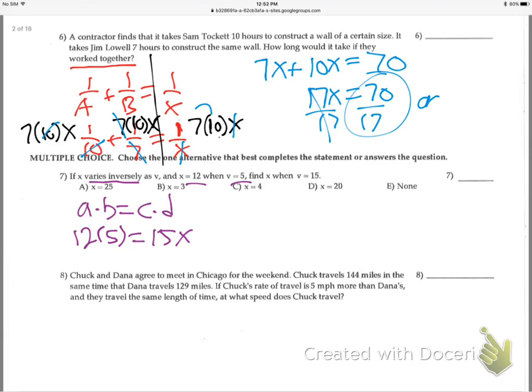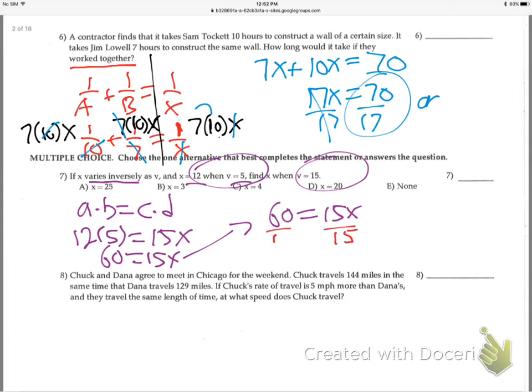Everybody see how I came up with that? For varies inversely, you put them side by side, don't you? You just take the first two numbers, 12 and 5, and then 15 and X. So what is that? 60 equals 15X. Bring it over here. 60 is 15X. How do you solve for X? Divide by 15. X is 4. Boom. X is 4. Those are your favorites now, right? So it'll be one varies directly, one varies inversely on the test tomorrow.